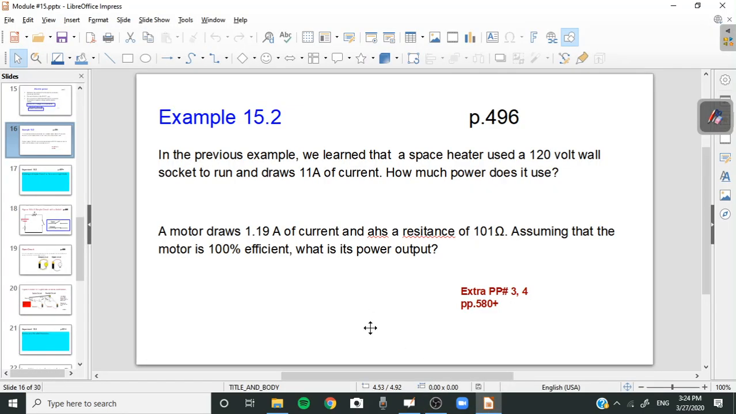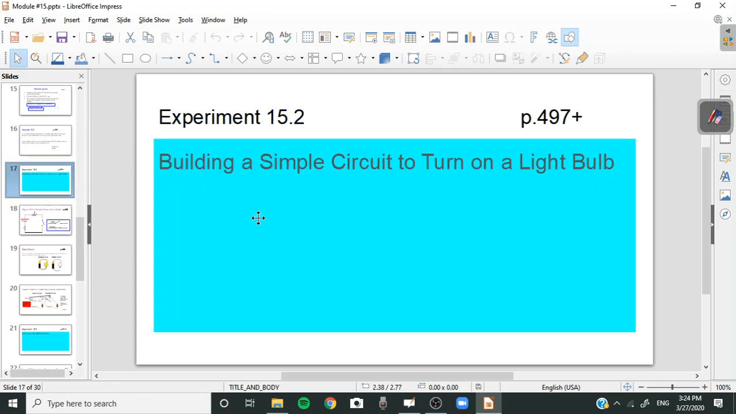Okay, everybody, we're gonna finish module 15 today. Last week, we stopped right here. We did example 15.2. So we're gonna continue from here. You may have had to do this.